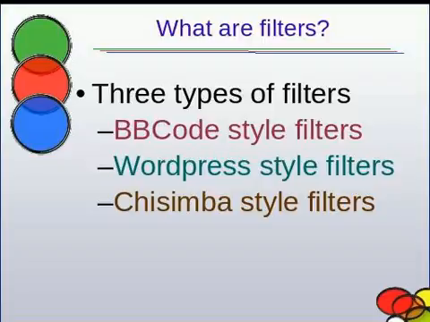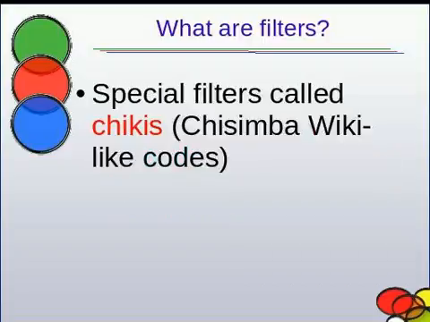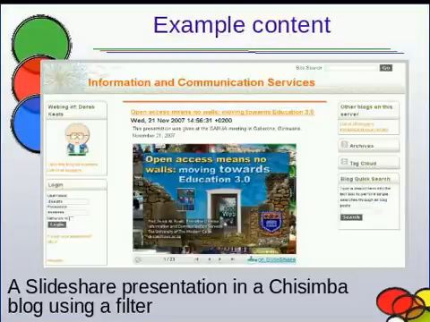There are really 3 kinds of filters in Chisimba. There's BBCode style filters, there's WordPress style filters, and there are Chisimba style filters. And there's an additional one which I'll talk about in a minute that isn't really covered by any of these, and that's the Chikis or Chisimba wiki-like codes. But we'll come back to Chikis in part 2 when we talk about Chisimba filters.